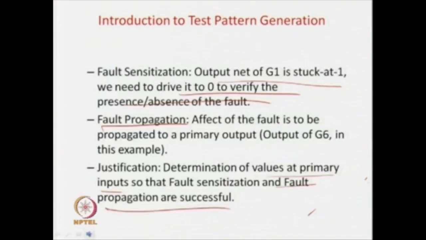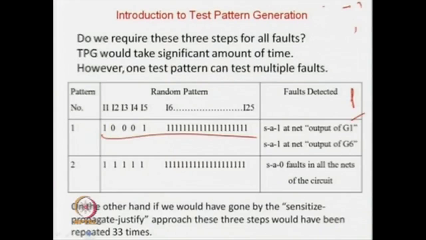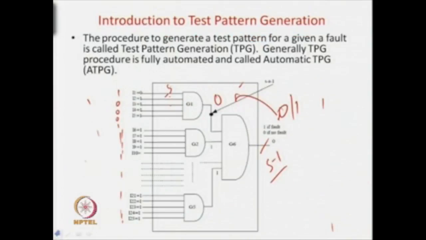Okay. So, we can also have more examples of similar nature. In this case, now if you see that I apply this pattern, it is detecting 2 faults, stuck-at 1 at the net of this one and stuck-at 1 at the net of this one. Okay, 2 faults detected. Now, the next random pattern is this one, all ones. So, all ones, which one is going to happen? If you are applying all ones over here, then obviously stuck-at 0 fault at any point of the circuit is detected. That is, stuck-at 0 of here will be detected, a stuck-at 0 here will be detected, and so forth.